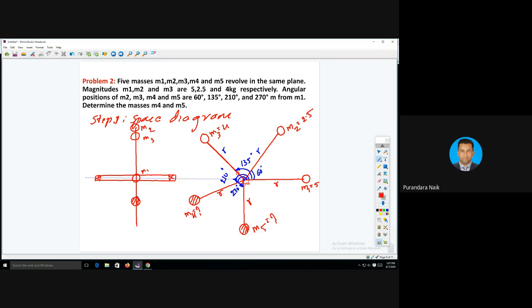M4 is shaded because it is unknown. This is M4. M5 is the last mass, also shaded because it is unknown. M5. So this is the front view.